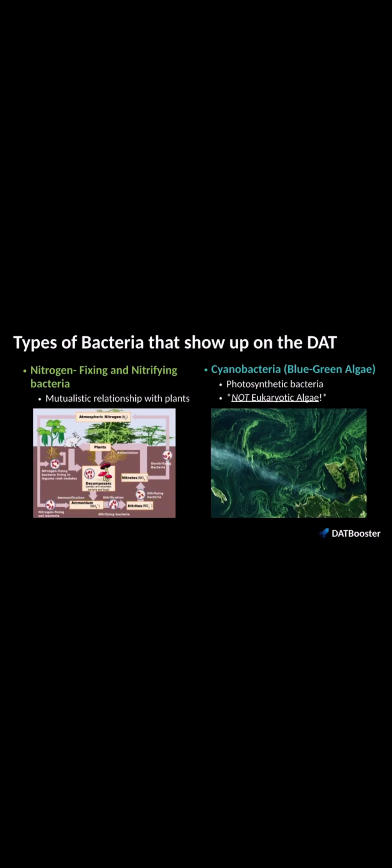Another common type of bacteria that's tested on the DAT is cyanobacteria. Now this is a classic trick question because cyanobacteria is also referred to as blue-green algae. And we're going to learn that algae is eukaryotic, so eukaryotic cell type. But cyanobacteria is not eukaryotic algae. It's just another name for photosynthetic prokaryotic bacteria.